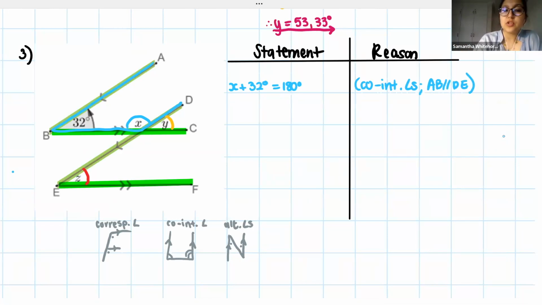I saw some of you started with Y. So said Y was 32 corresponding angles and then use angles on a straight line to find X. Absolutely fine. So we subtract 32 on both sides. So X is equal to 148 degrees. All right, so I know that. Got X, now I want to get Y.